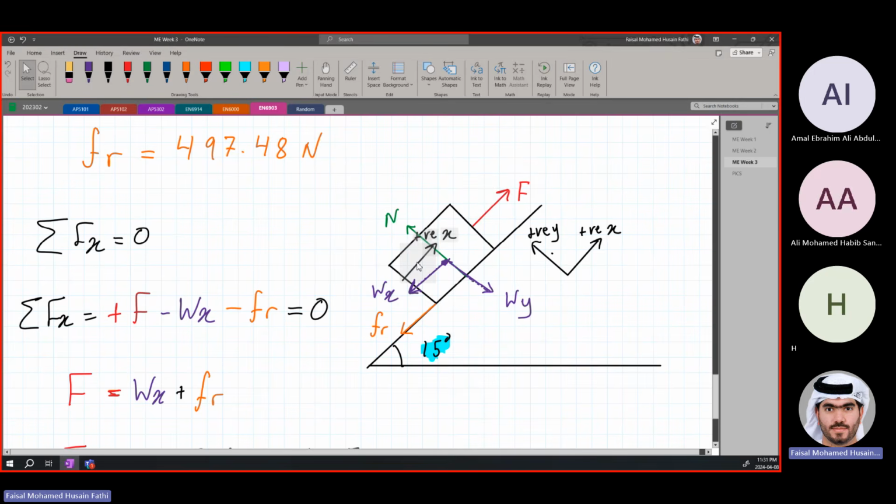I will compare it to Wx. Is it the same? No, it's opposite, so I will put negative. I will take it here to the friction. Is it the same direction? No, it is opposite, so I will put negative. That is what I basically did.